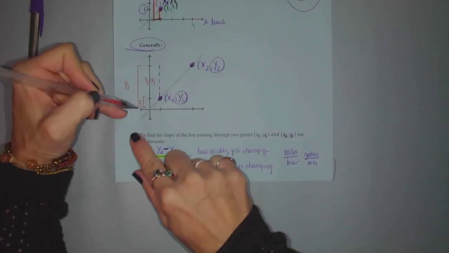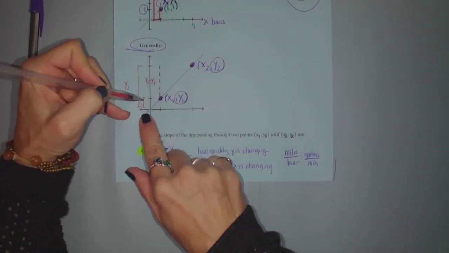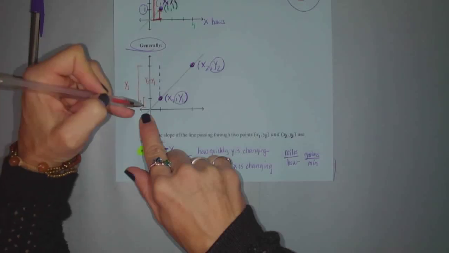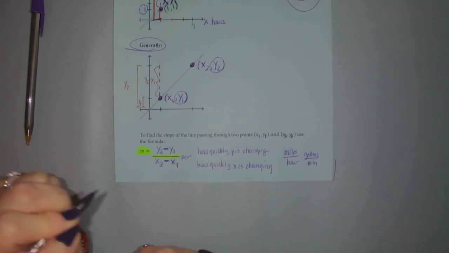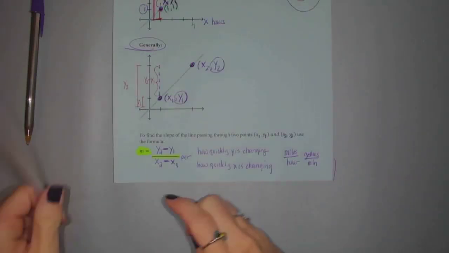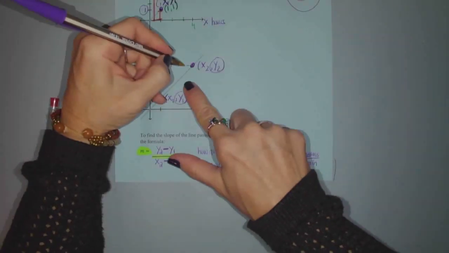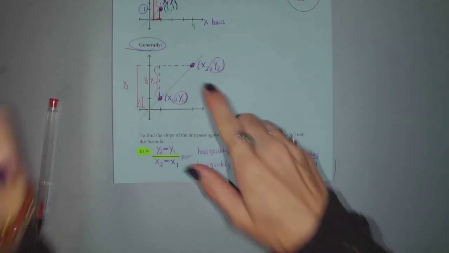Tall. This is a y value. From here to here is a y. From here to here is a y. You take this y minus this y, and you get the distance that's left over. Okay? To get your horizontal change, or your change in x, same idea.